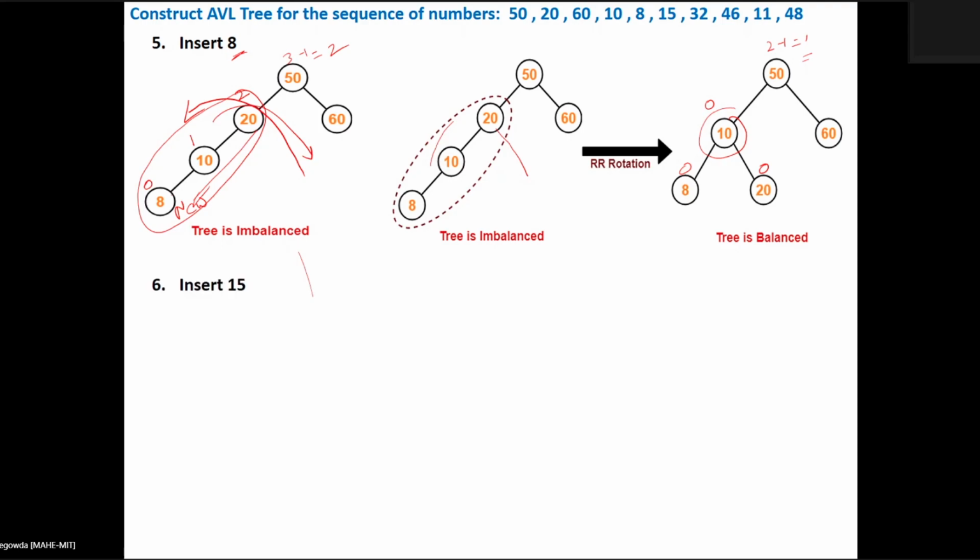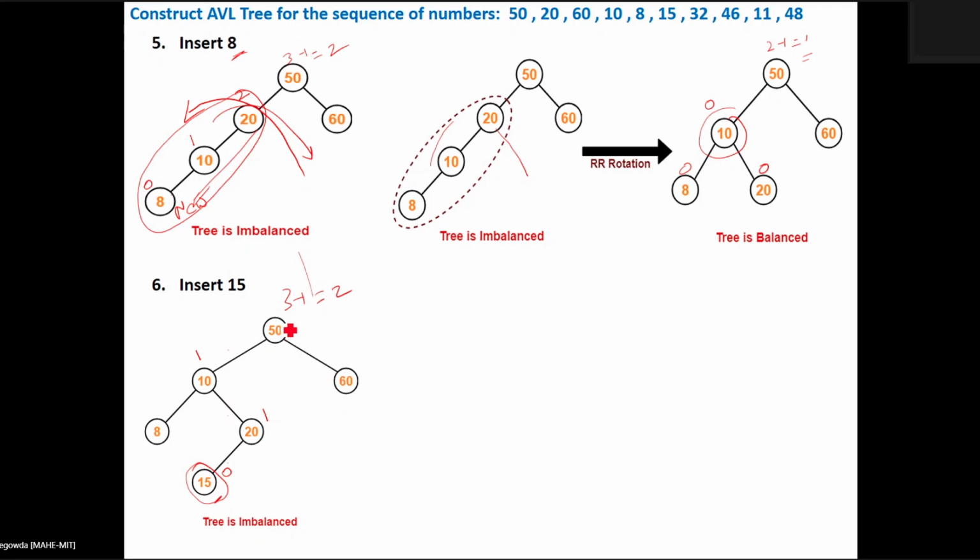Now 15, where exactly does 15 go? 15 is less than 50, 15 is greater than 10, so traverse right. 15 is less than 20, so 15 is going to become the left child of 20. So this is the tree we are getting. Now 15 is the newly inserted node. Now you calculate the balance factor. For this 0, for this it is 1, for this it is 1, for this it is 1, 2, 3. 3 minus 1, that is nothing but 2. So now the tree is imbalanced.